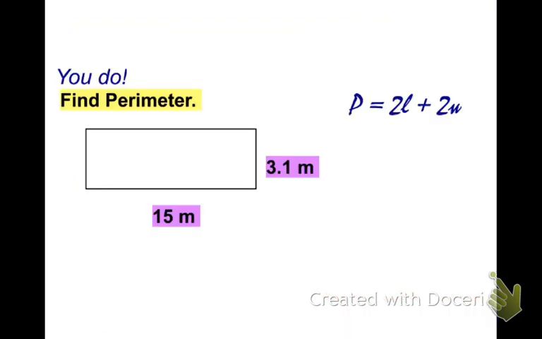Now you find the perimeter of this rectangle. Remember, you can use the formula 2 times the length plus 2 times the width. Remember to pause the video.